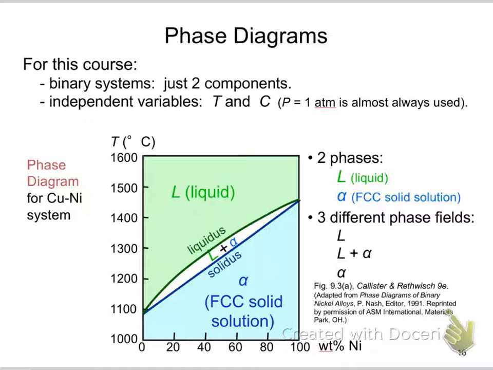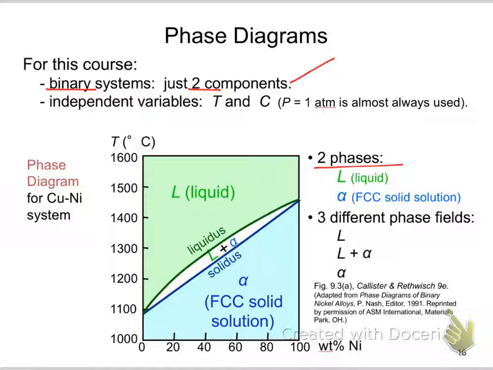Okay, we're going to remind ourselves that binary systems are 2 components. We're still looking at metals, so we have our copper-nickel system. It's binary with 2 components. We can see 2 phases in some places, or we have 2 phases, but 3 different phase fields. So our 2 phases are the liquid, L, and the alpha, which is the solid solution, face-centered cubic solid solution.